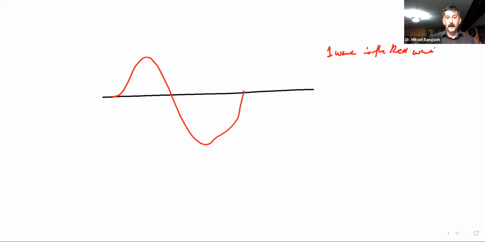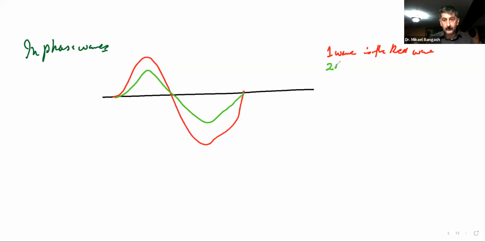Clear? Now for in phase waves, what will we need? We will need more than one wave, right? So we're just going to have another wave, and we can make it green. So the second wave is the green wave.